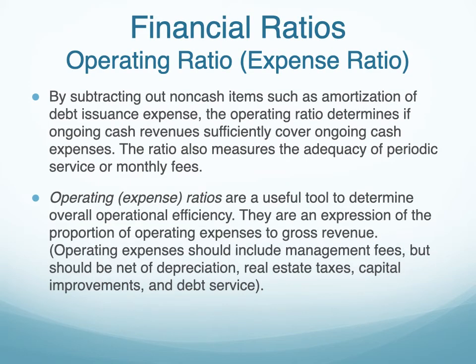Financial ratios continued. So the operating ratio or even the expense ratio is very useful. By subtracting out non-cash items such as amortization of debt issuance expense, the operating ratio determines if ongoing cash revenues sufficiently cover outgoing cash expenses. So the ratio also measures the adequacy of periodic service or monthly fees. The operating expense ratios are a useful tool to determine overall operational efficiency. They're an expression of the proportion of operating expenses to gross revenue. Operating expenses should include management fees, but should be net of any depreciation, real estate taxes, capital improvements, and debt service.